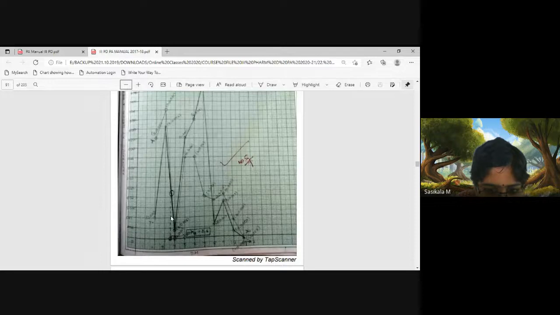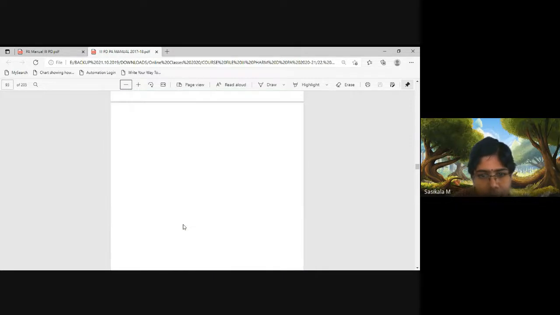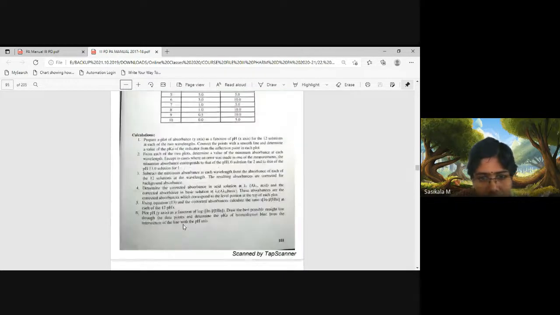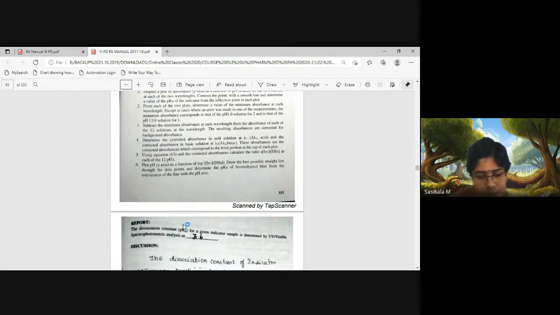Inflection point means the point at which both the curves correlate. One will be at acidic pH and another one at basic pH. That will be taken as pKa 1 and pKa 2. So you have to report in the result what pKa 1 and pKa 2 are, the dissociation constants for your bromothymol blue indicator. Two pKa's you need to write, one at acidic pH, another at basic pH.